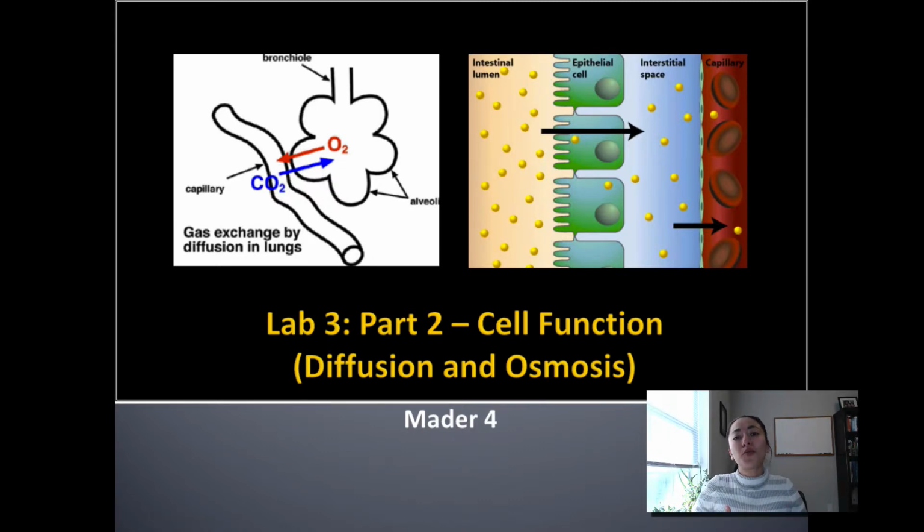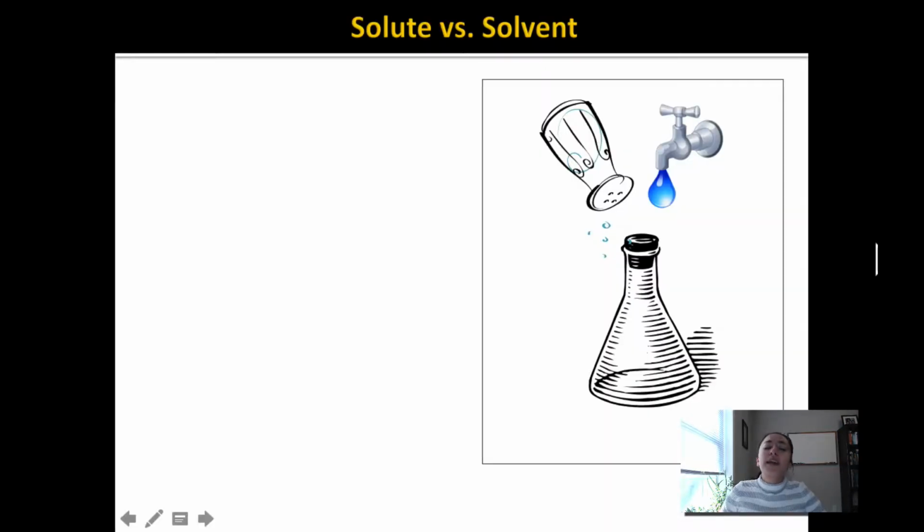Diffusion is also important in the absorption of nutrients. For example, here you can see the inside of the intestines, and these little yellow particles are different types of nutrients. Some types of nutrients can simply diffuse, and they'll naturally move out of the intestines and into the capillaries.